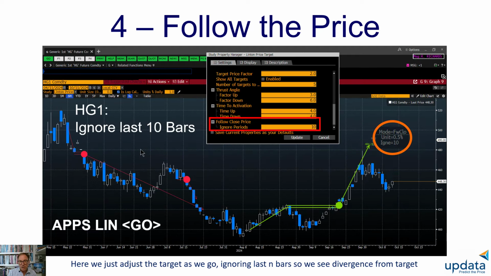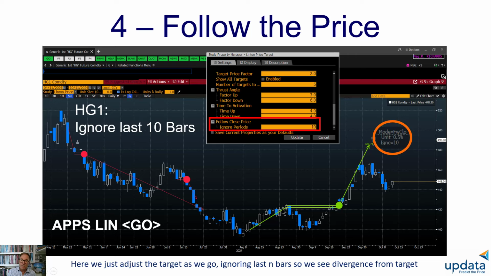This one is follow the price. So this one is quite interesting. This one basically assumes that you don't know really when it's going to happen, and all we're going to do is just track the price, and that is basically giving us our target trajectory. If we ignore the last n bars, we can see any move away from the target trajectory. So by ignoring the last n bars, your target is drawn, and you can start to see any wandering or move away from that. So that's quite important.